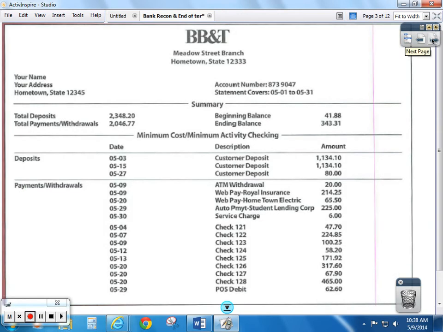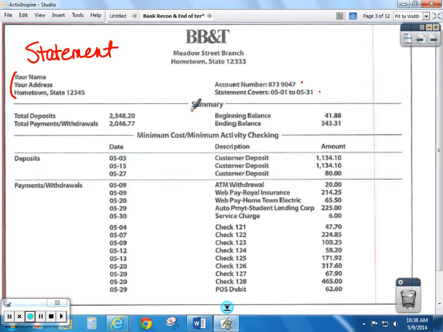This is a bank statement, and it comes from your bank. It's sent to you from them, so you do not prepare this at all. It's going to have your information on it, your account number and the dates that the statement covers. In this case, it's from May 1st to May 31st.